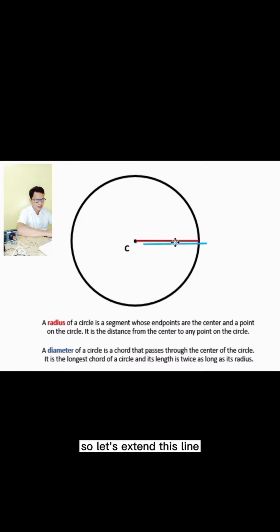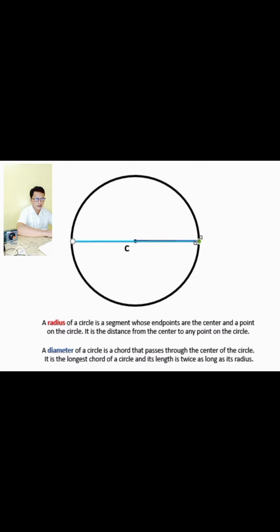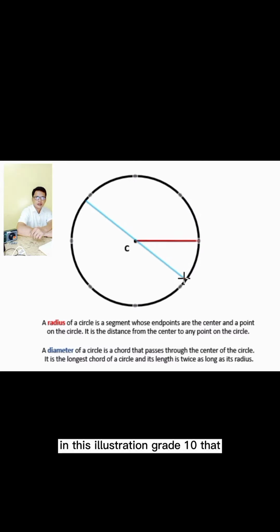So it is the longest chord of a circle and its length is twice as long as its radius. So let's extend this line. We can move this line as long as it's in the center. So it's in the center. Alright, so in this illustration, grade 10, the diameter is longer because the diameter is twice the radius. So let's move on to our new lesson.